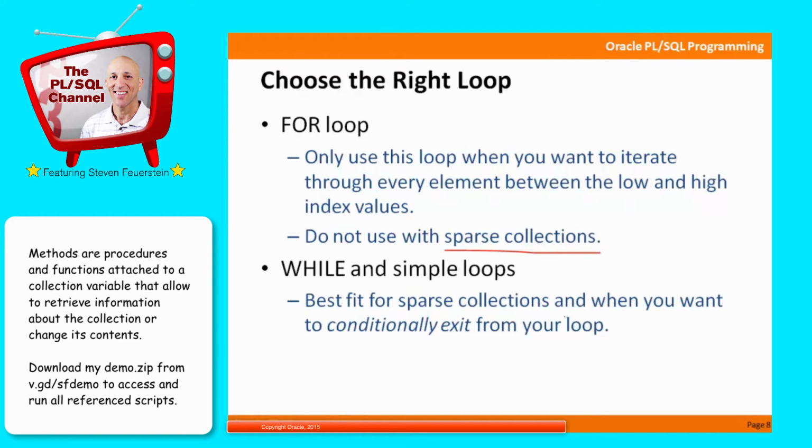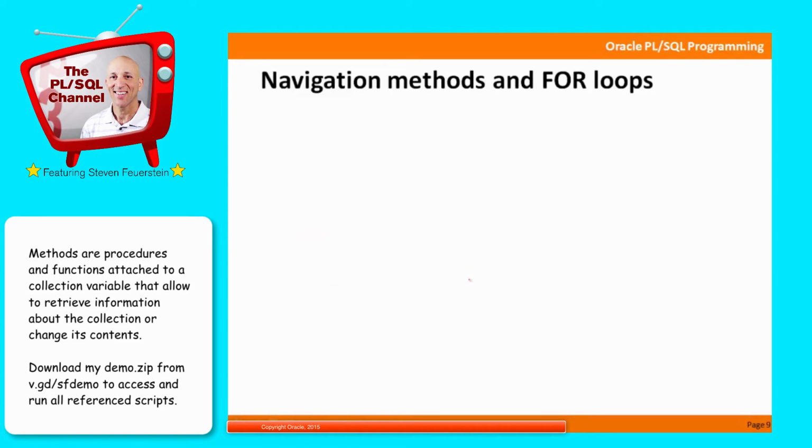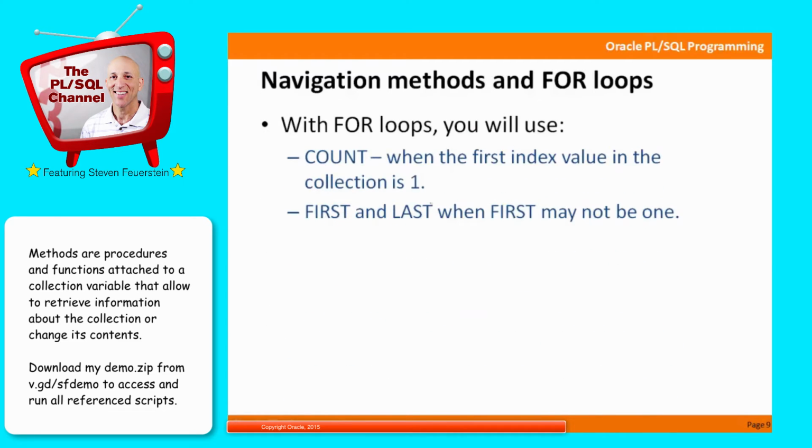When I've got a sparse collection, when there might be gaps between my lowest and my highest, or if I want to conditionally exit from my loop, then I should use a while loop or a simple loop, otherwise known as an infinite loop. So let's take a look at navigation methods and the for loops, and then we'll take a look at the while and simple loops. So with for loops, it's pretty simple. You're going to use the count method when the first index value in the collection is 1. You use first and last when the first index value might not be 1. So let's take a look.